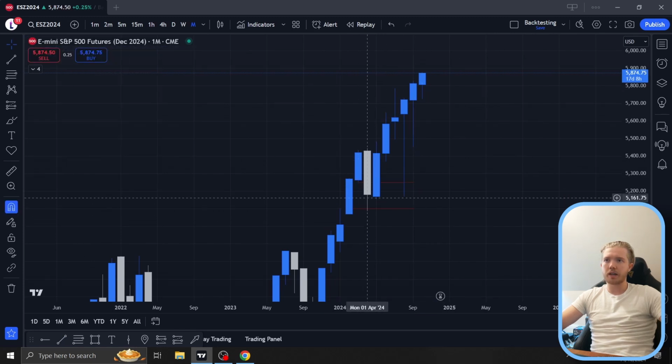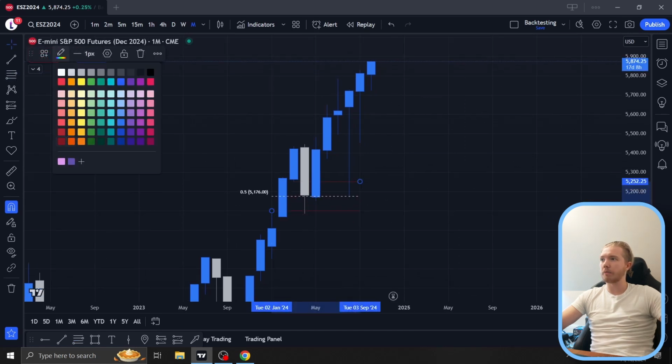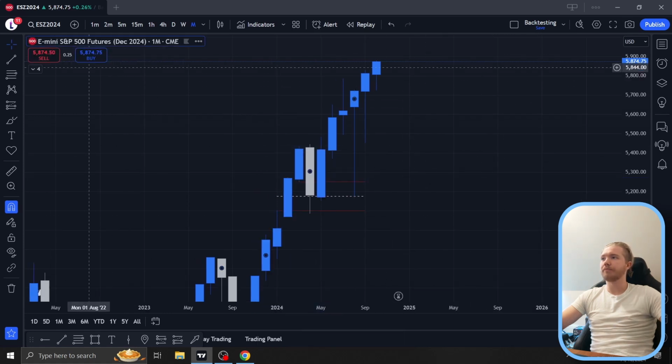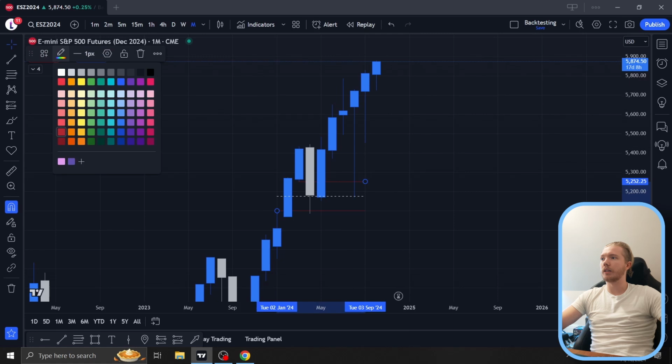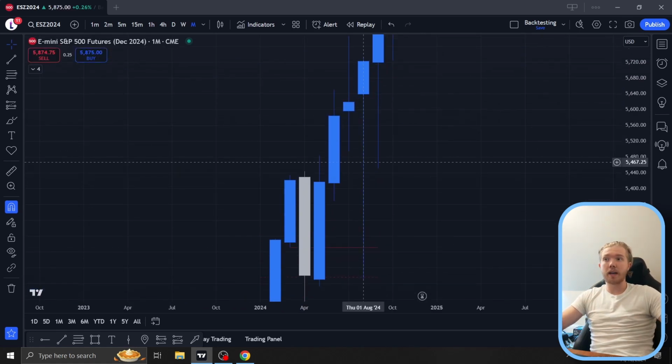Cool, you can clearly see it supported price here. If we go and mark in the 50% right here, you see that price bounced back to that 50% level. Put this in dark red. And then we've moved away. So on a weekly perspective, that's a good area where price found support.